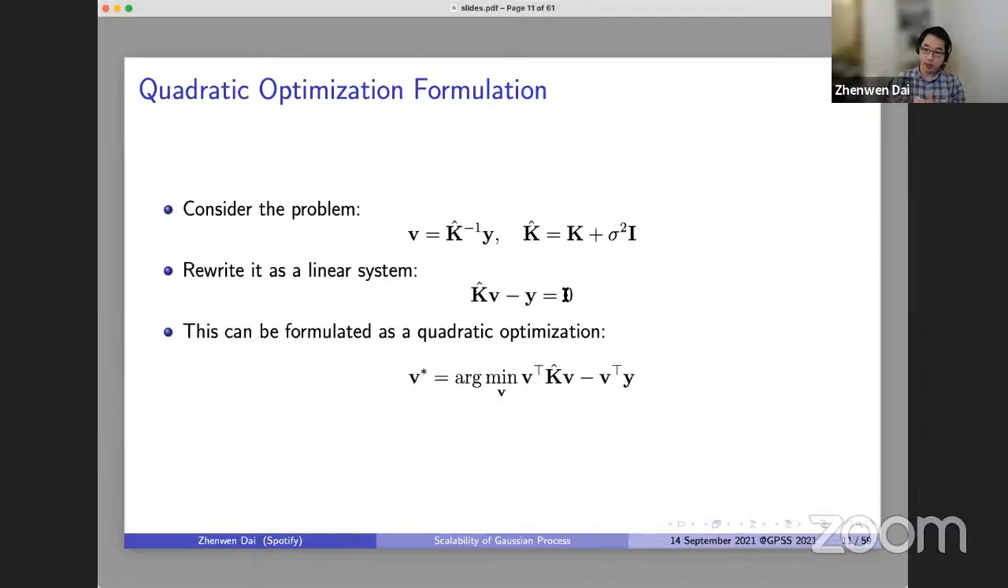And further, we can represent the solution of such a linear system as a result of a quadratic optimization. If we try to find the optimal v, we can augment it into a quadratic system by multiplying V transpose on the left-hand side. Then it becomes a quadratic system, so that we can find the solution of this linear system, V star, being the argmin of this quadratic objective function.